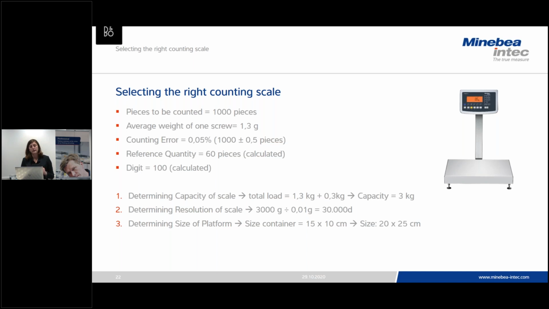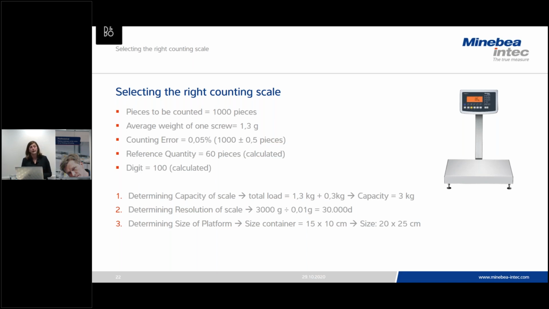For that, I have calculated the reference quantity that we need, and I have calculated the digits we need. This can also be done by the Excel tool, which I already mentioned. You can ask the Academy at academy@minebeaintech.com for this tool. They will send it to you starting from next week on.